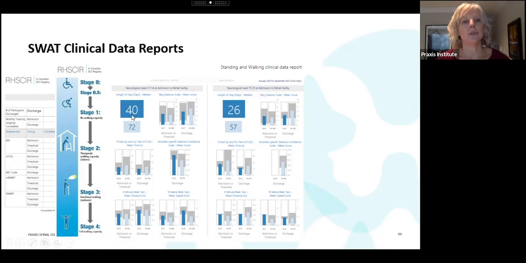And it shows you the mean length of stay for those clients. It shows you how they were doing on the different outcome measures at admission or at whatever threshold time they met the threshold for that measure, and then again at discharge. And it compares your center in the dark blue to the light blue, which is the national average from all of the centers collecting the SWAT.